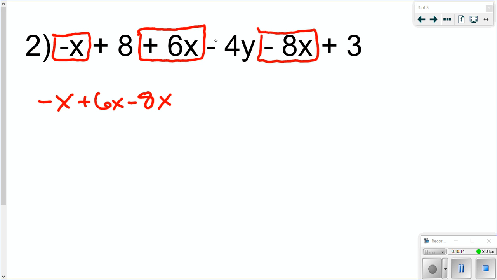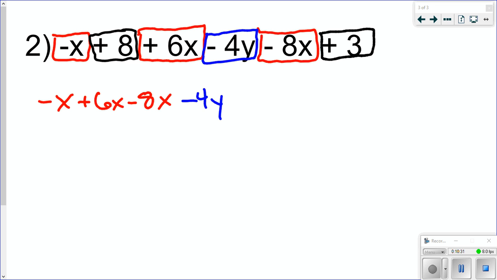And let's put the y's next. And there's only one y here, so I'm just going to bring that down. And then last, I'm going to bring the numbers down. So I have a positive 8 plus 3. All right, so let's combine these together. So the x's I can combine together. Remember, there's a coefficient of 1, so this is negative 1 plus 6 minus 8. So negative 1 plus 6 is positive 5. 5 minus 8 is negative 3.